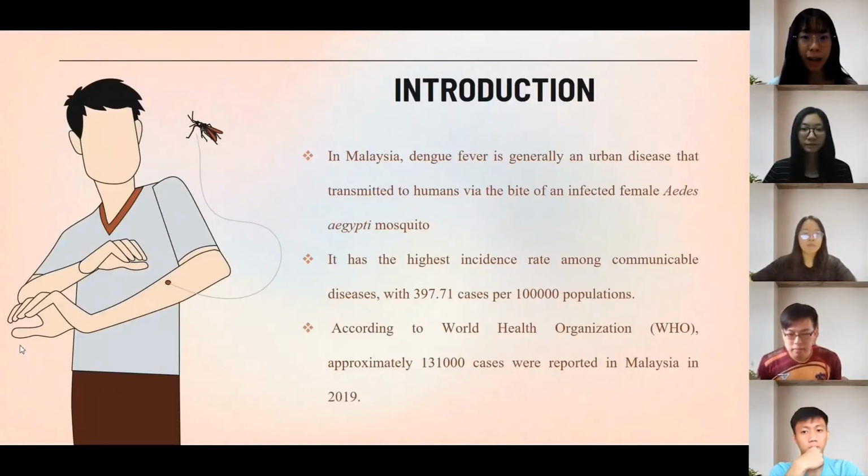First of all, in Malaysia, dengue fever is generally an urban disease that is transmitted to humans via the bite of an infected female Aedes aegypti mosquito. It has the highest incidence rate among communicable diseases, with 397.71 cases per 100,000 population. According to the World Health Organization, approximately 131,000 cases were reported in Malaysia in 2019.